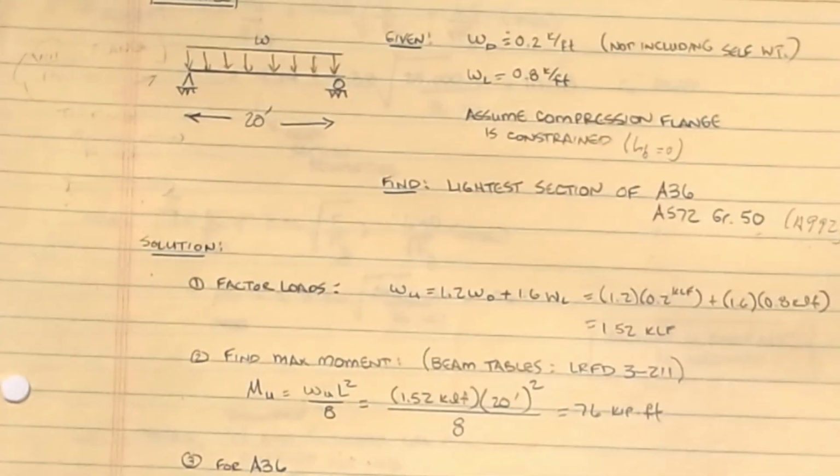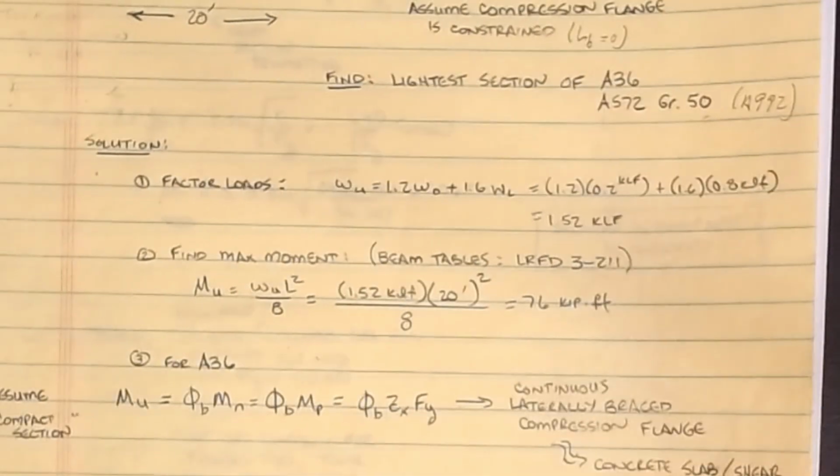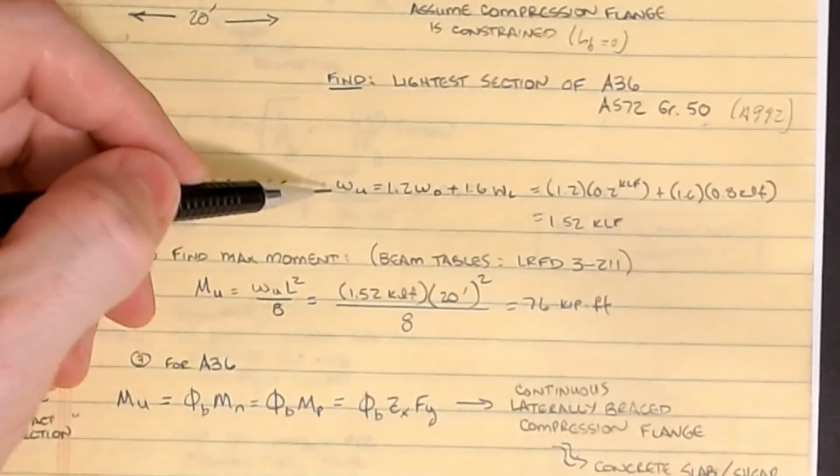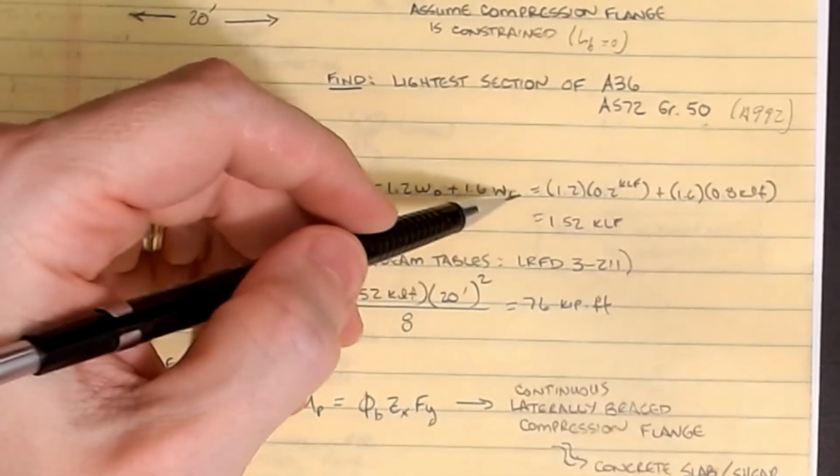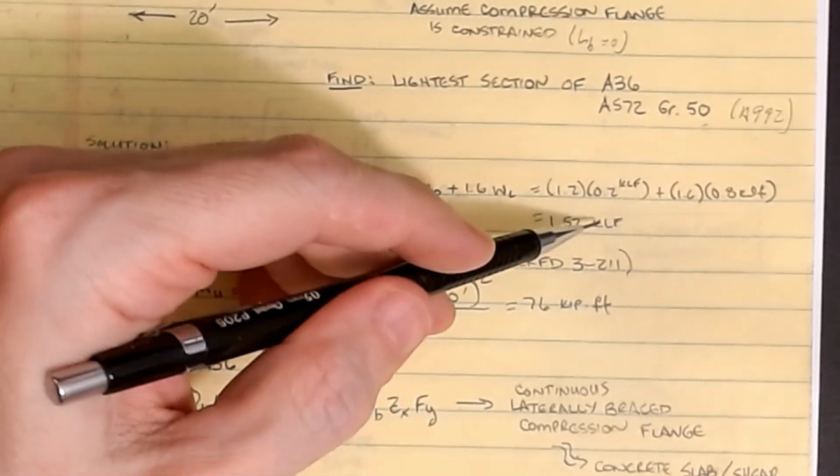Okay, so here's what we're going to do. Obviously the first step that we need to look at is we are going to factor the loads. So our factored distributed load W is 1.2 dead plus 1.6 live. If I plug all those numbers in, I get 1.52 KLF.